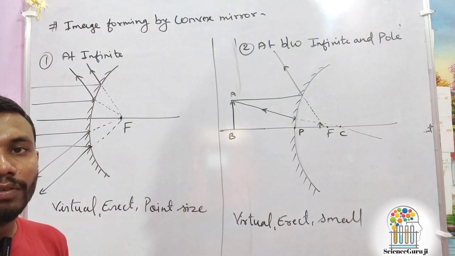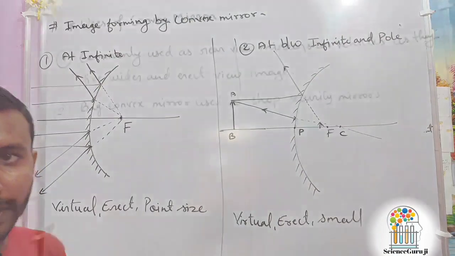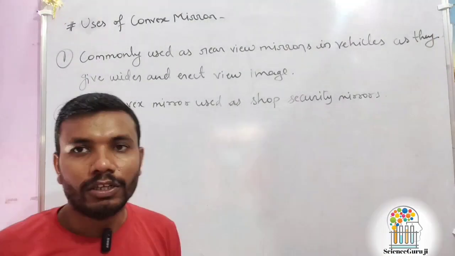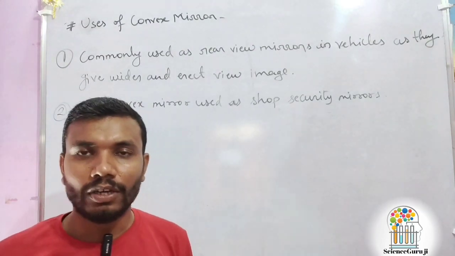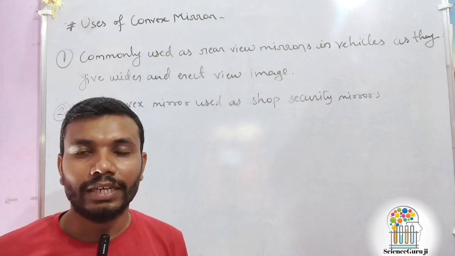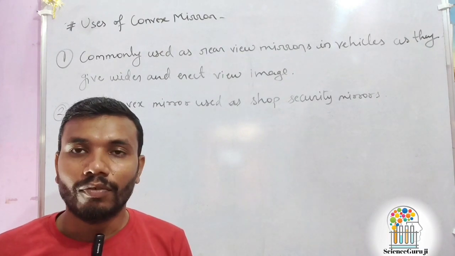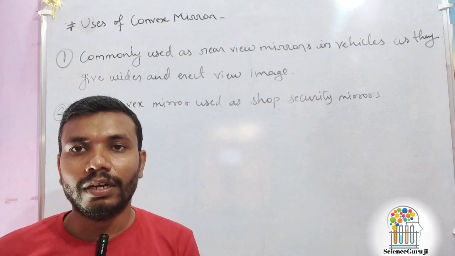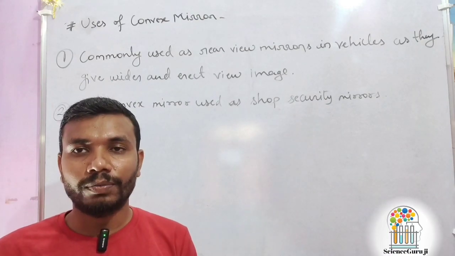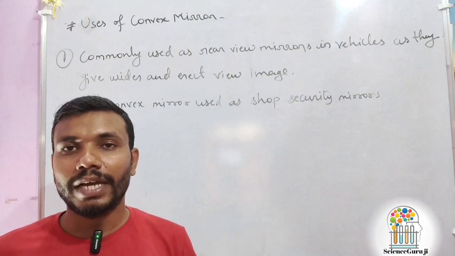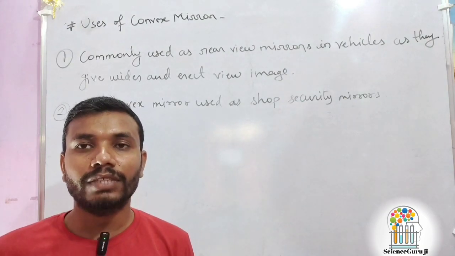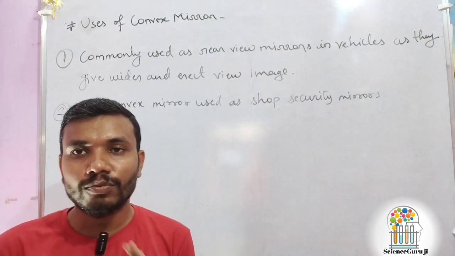So let's move to the uses of the convex mirror. Convex mirrors are basically used in vehicles to see the rear view image of objects. If we try to see our back view, then we use the rear view mirror. Why? Because the rear view mirror covers all the objects present around behind. So it forms an erect image, and the image that forms is very small.